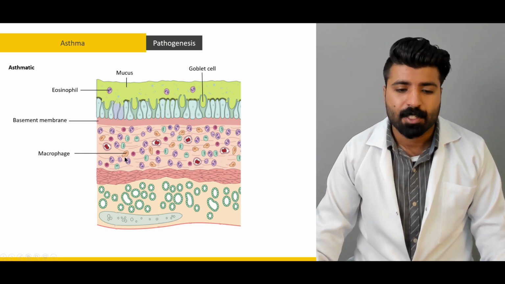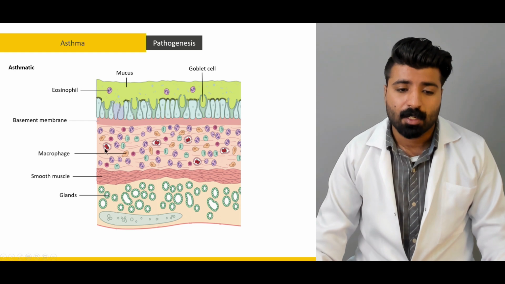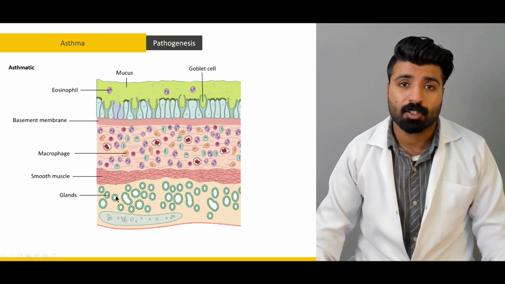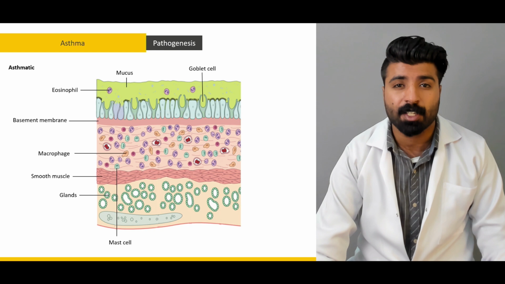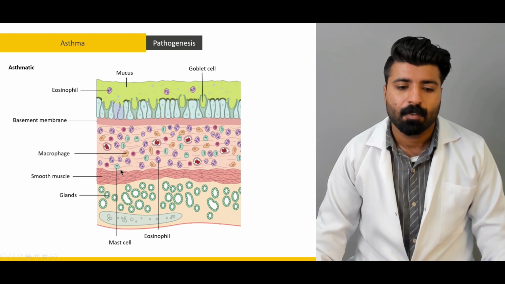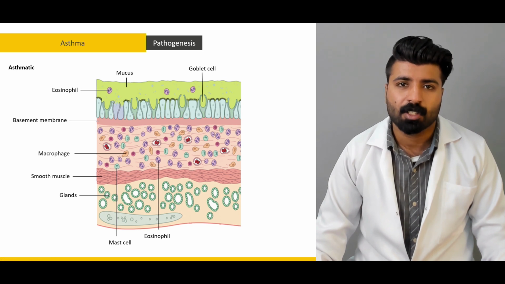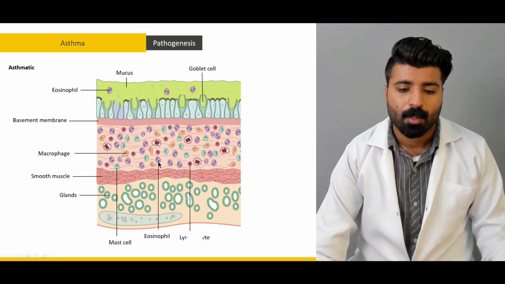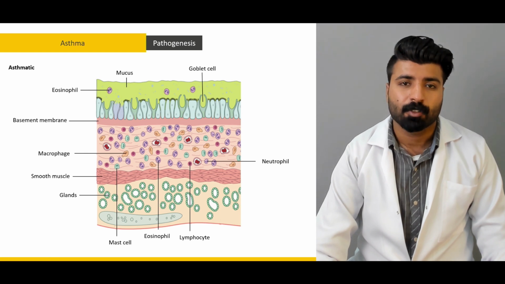And at this level, you can see the macrophages. You can see the vasodilated blood vessels. You can see the smooth muscle, which is hypertrophied, which is increased in size. And then the structure of the gland has dramatically increased because of increased secretion of mucus. Then there are mast cells present, which are playing a major role in this whole reaction, releasing the histamines and the IgE. Then there are eosinophils present, which came due to IL-5. And then there are lymphocytes and neutrophils present because of all that infection going on.